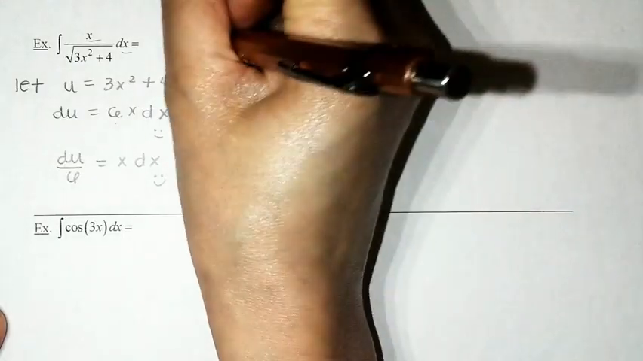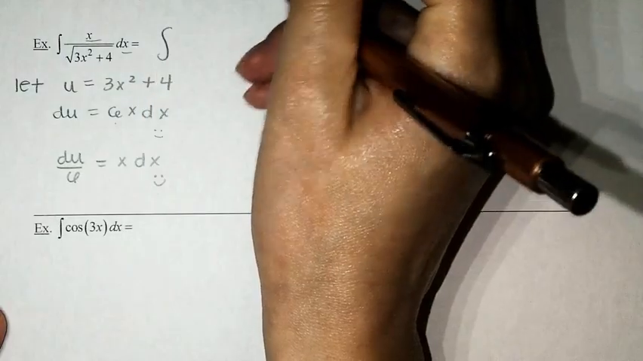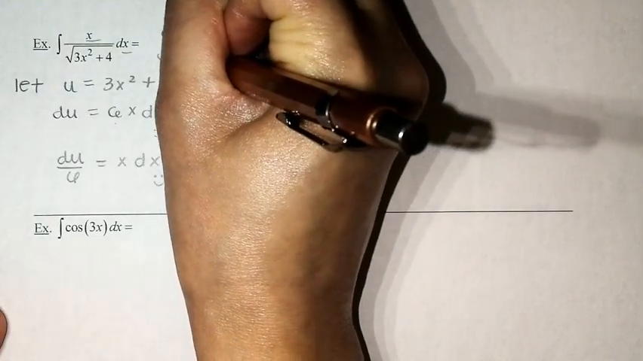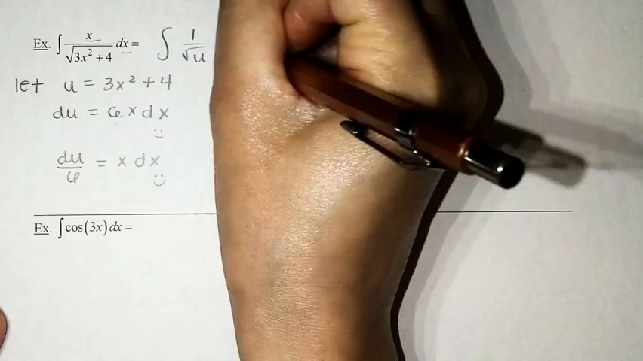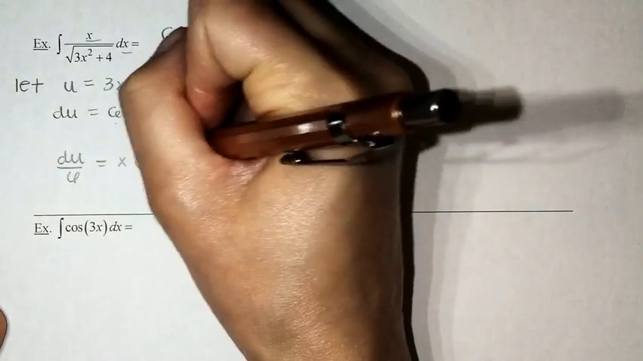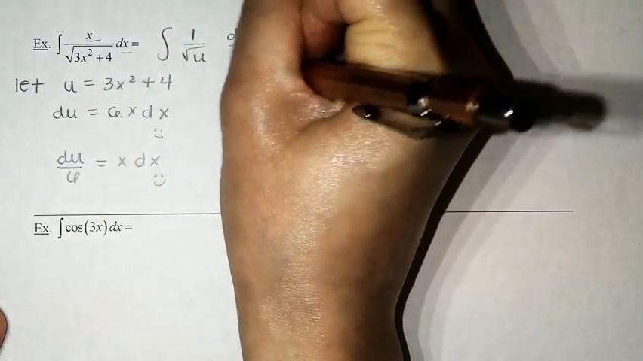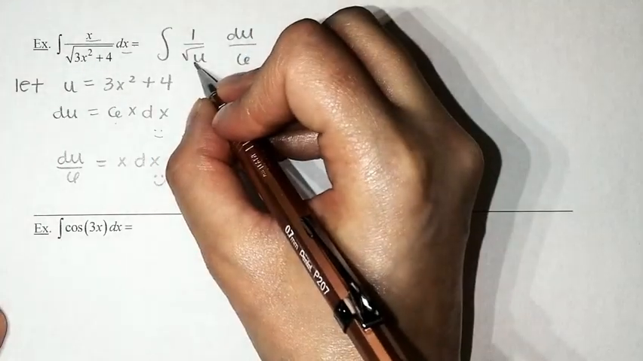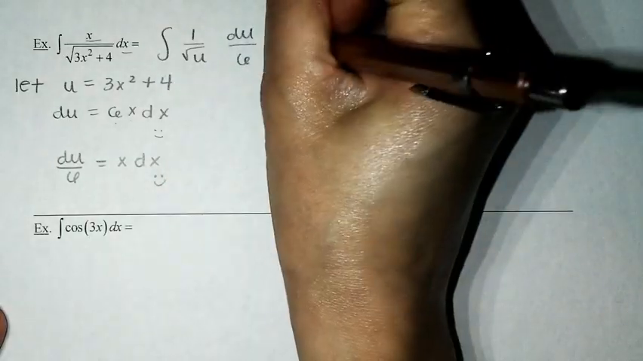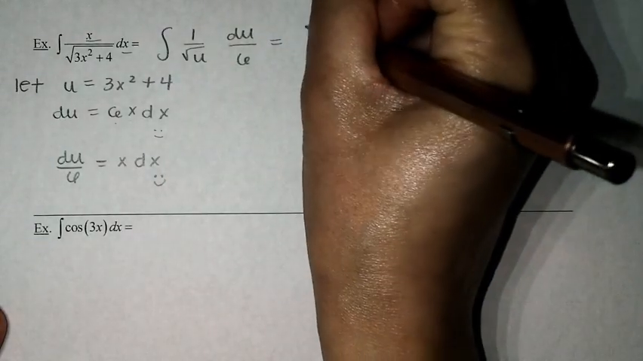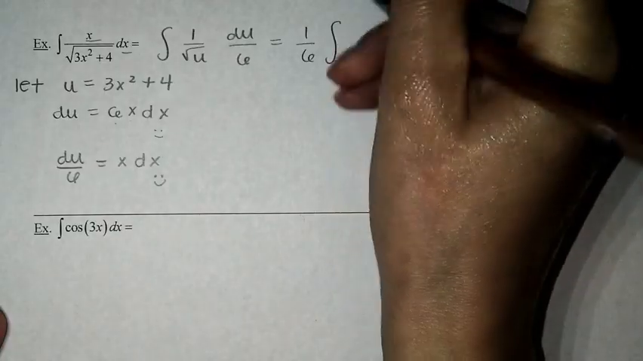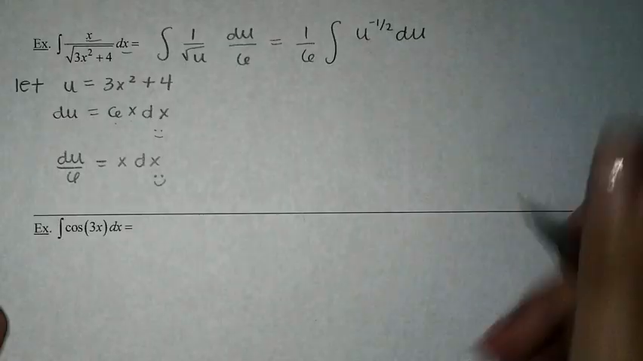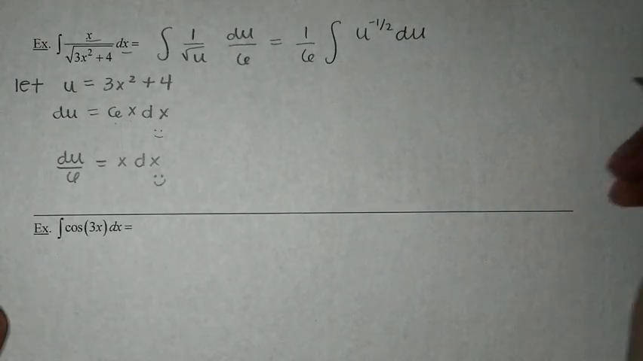So what we have is the integral of what? That's going to be 1 over the square root of u, and then instead of x dx, what do you have? You have du over 6. Do you agree with that? Now you can rearrange the square root as a fractional exponent. So you have 1/6 integral, and then you have u to the power of negative 1/2 du. Doesn't that look very familiar and very nice?